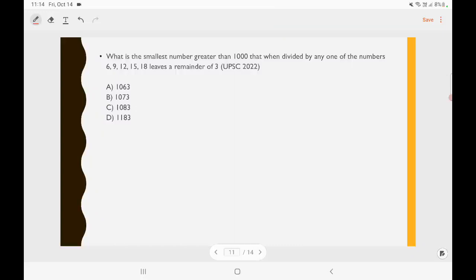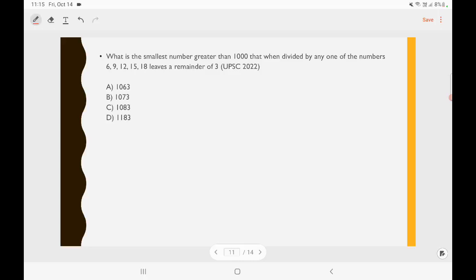What is the smallest number greater than 1000 that when divided by any one of the numbers 6, 9, 12, 15 and 18 leaves a remainder 3? So this is a UPSC 2022 question. Here you need to find out the number which is greater than 1000, and when it is divided by any of the numbers given here should give you a remainder 3. So if you subtract 3 from that number, then that number will be divisible by the given numbers here.